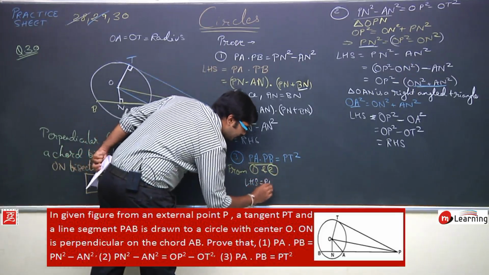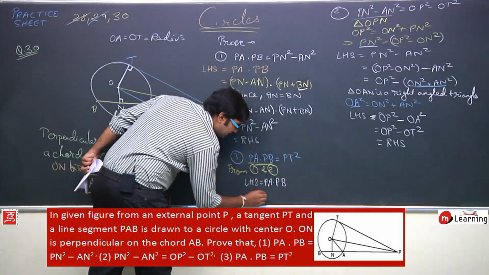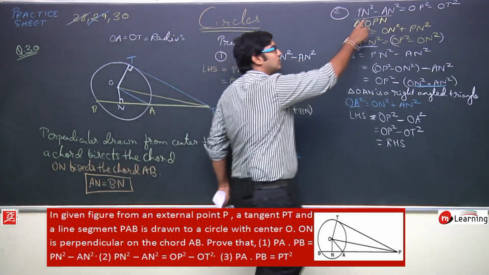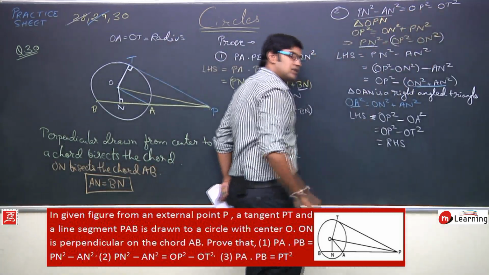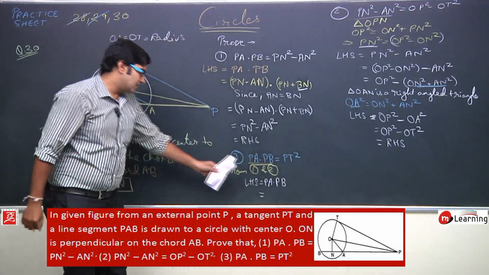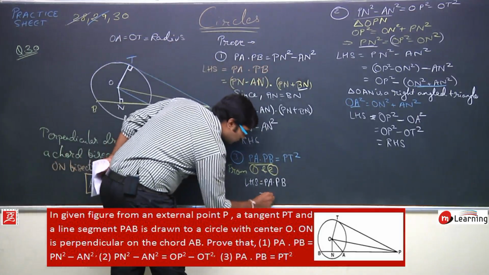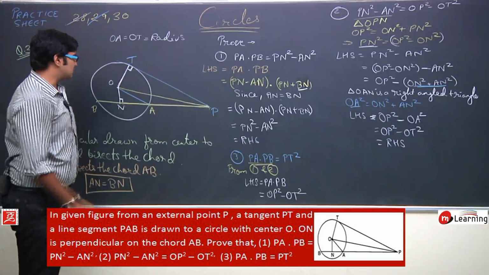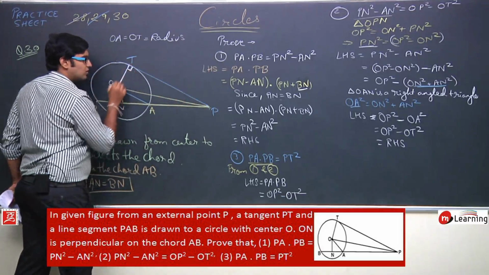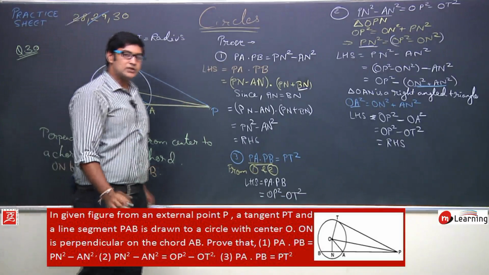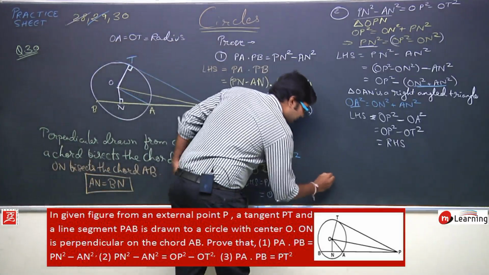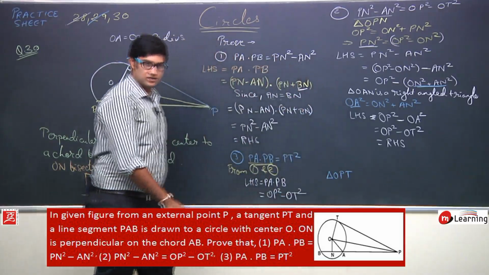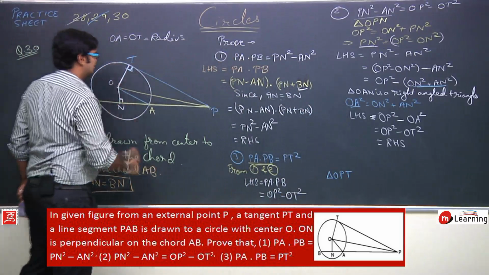LHS is PA into PB. In place of PA into PB, I can write PN square minus AN square, and in place of PN square minus AN square, I can write OP square minus OT square. So what I can say is PA into PB is equal to OP square minus OT square. Okay, OP square minus OT square. Now what is OP square minus OT square? You can observe triangle OPT. In this triangle, it is right angled at this angle. This T is 90 degree.